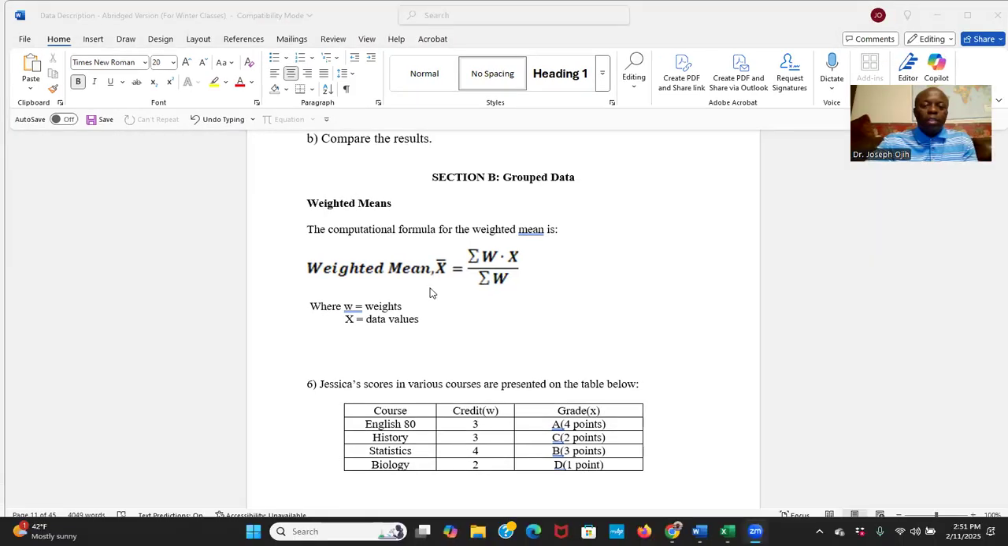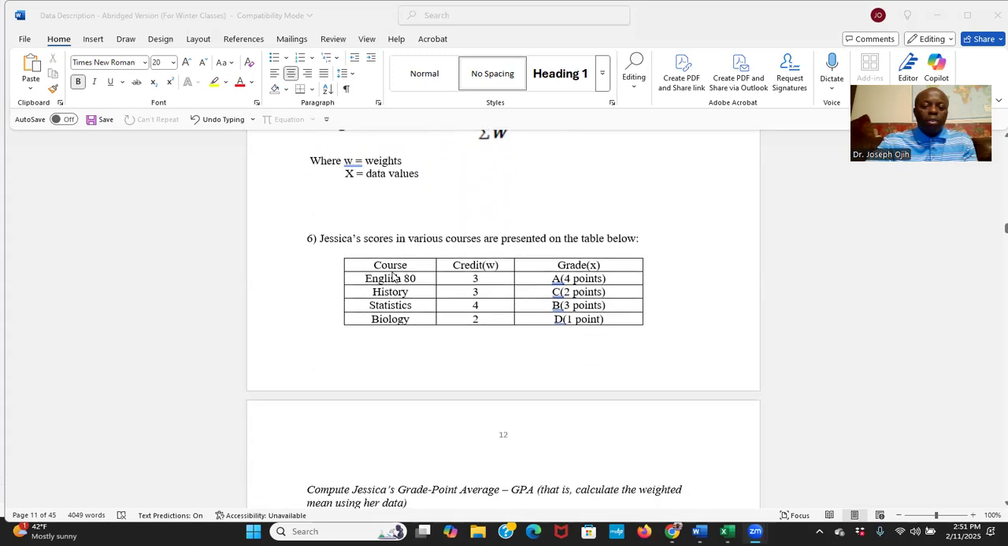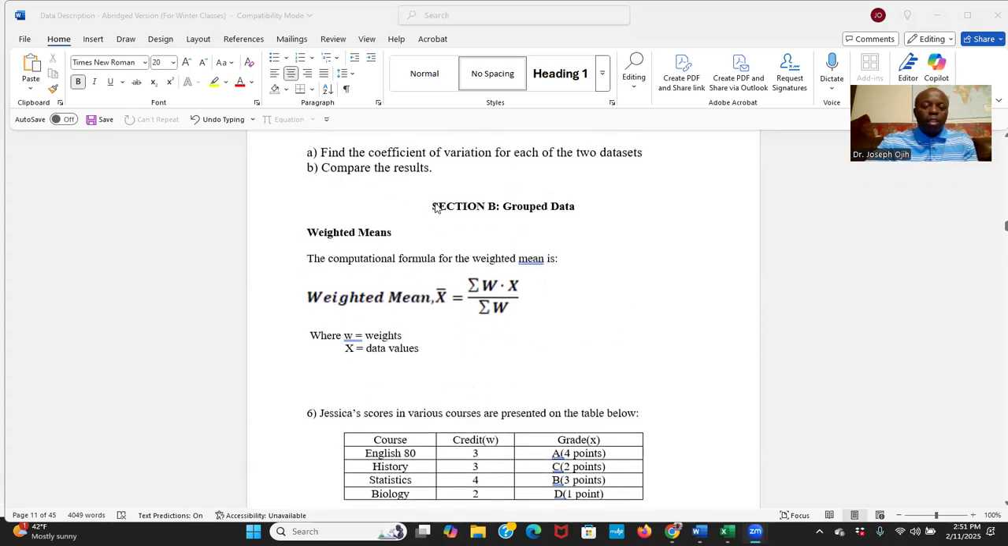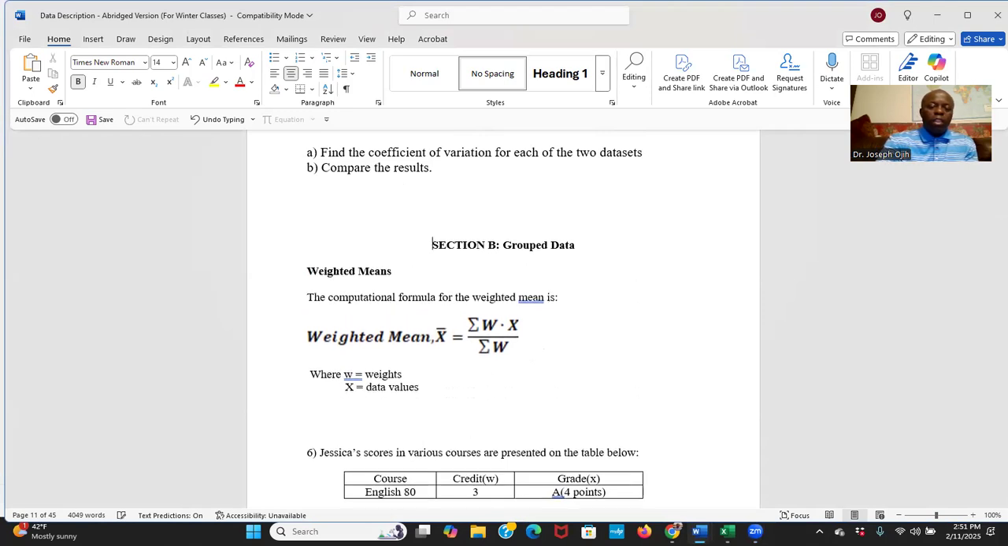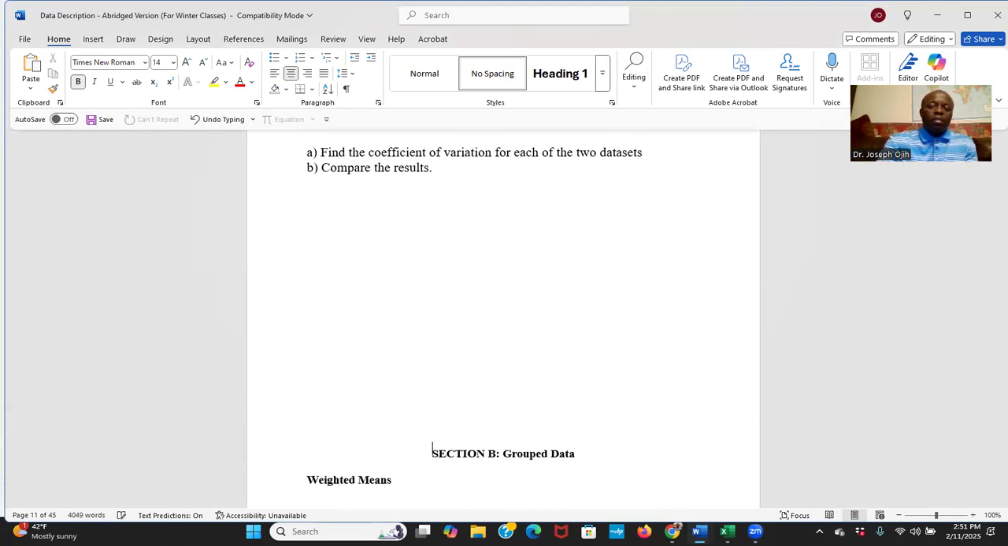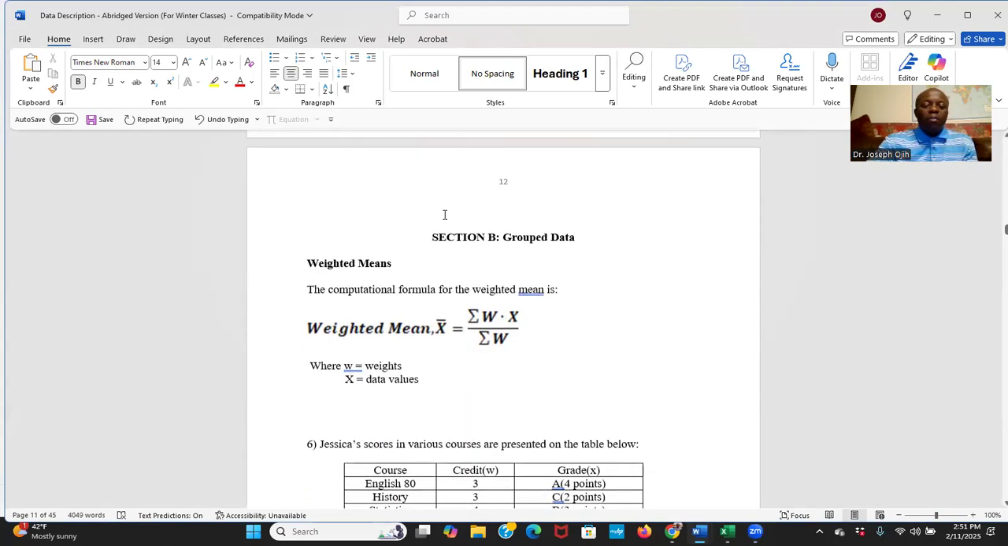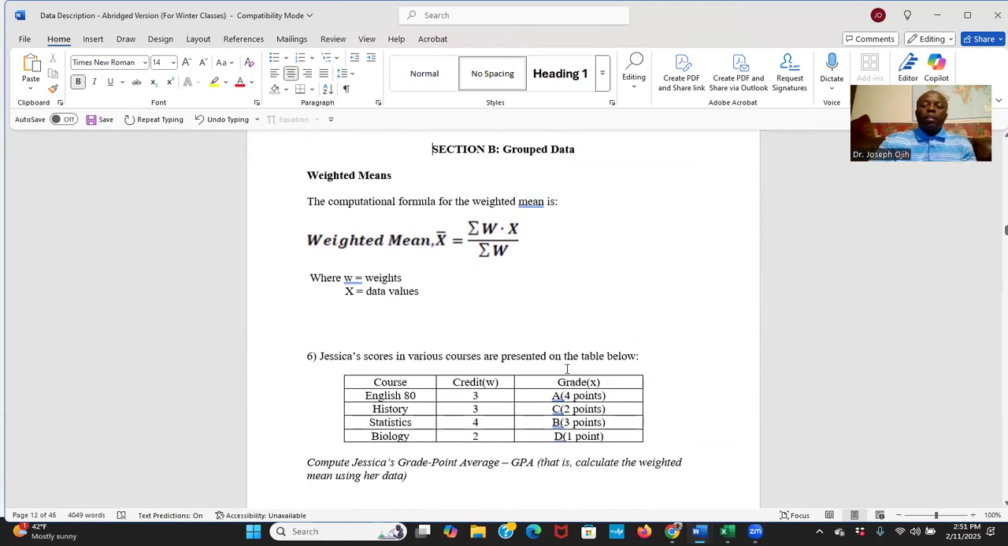Why do we call it weighted mean? We call it weighted mean because we assign weight to the individual classes. Okay, we assign weight for them. For example, your GPA, your grade point average. Each class you take has a credit load, and that is the weight. Then your grade on it can now be used to calculate the weighted mean, which is the GPA for you.